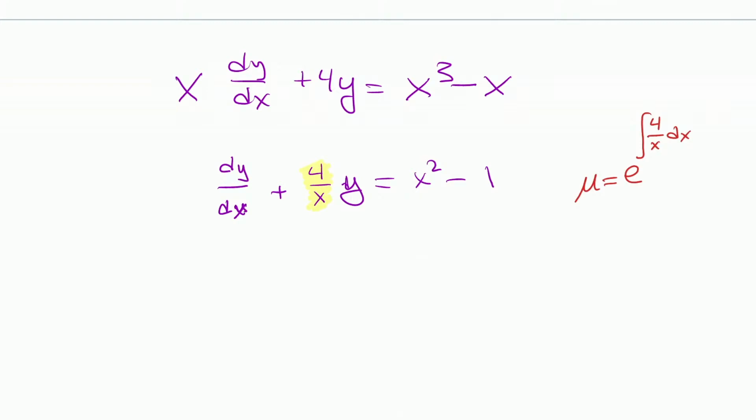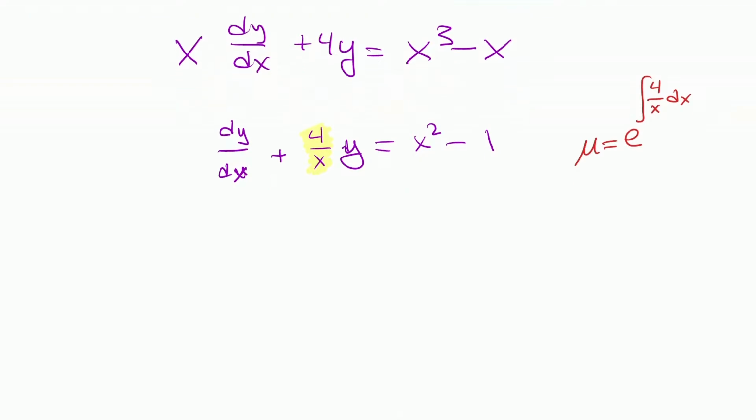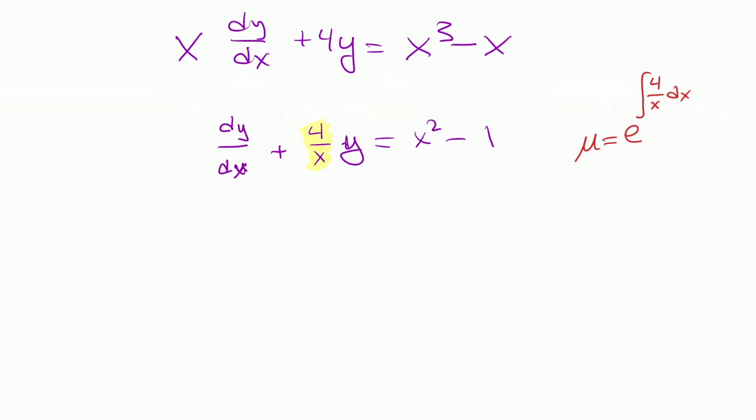So think of it this way. This always works. Done. So you always want to use this. This will always work. And it's like magic. It's amazing. So in this case, my mu is going to be e to the 4 ln of x. So that's the antiderivative of 4 over x, is 4 ln of x.